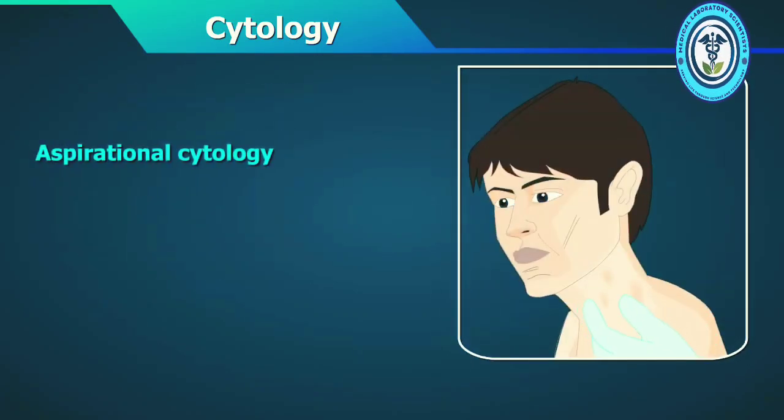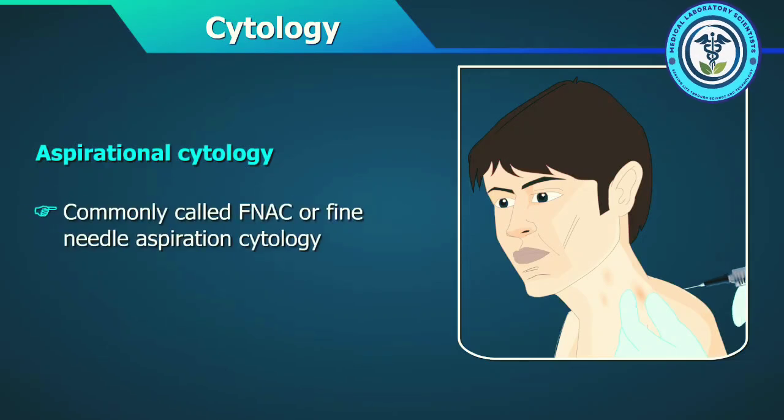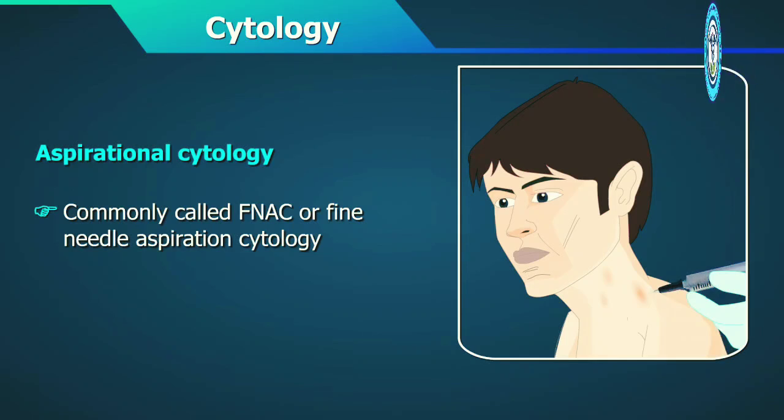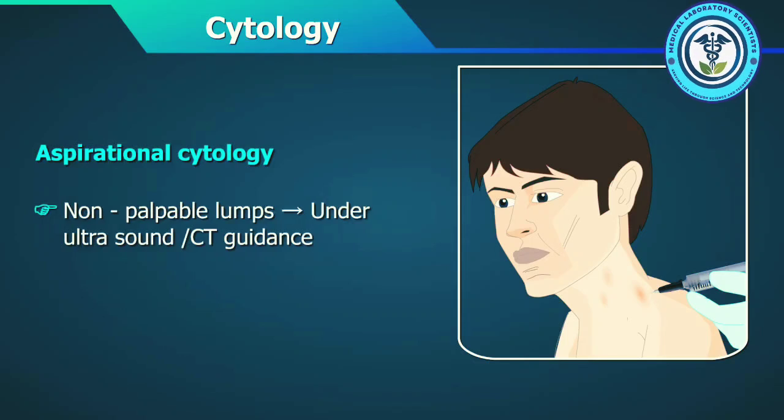3. Aspiration cytology. Aspirates cells from a palpable lump or mass anywhere in the body using a needle with or without suction. It is commonly called FNAC or fine needle aspiration cytology. It can be done directly for palpable lumps or under ultrasound or CT guidance for a mass which is not palpable.